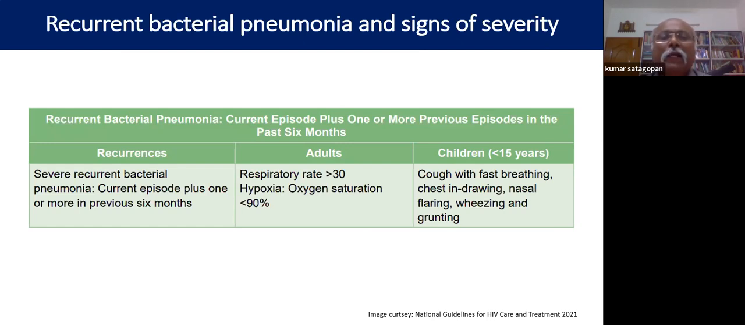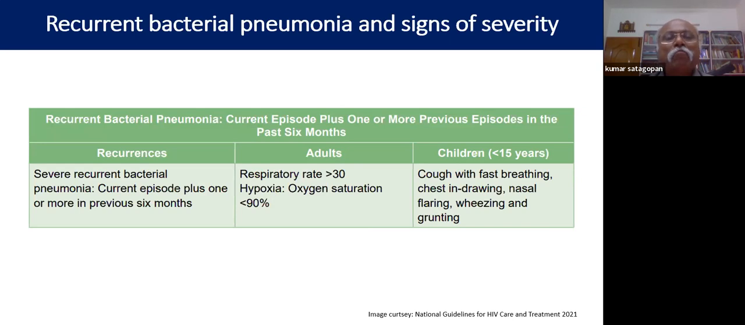Recurrent bacterial pneumonia: the current episode plus one or more previous episodes in the past 6 months. Respiratory rate more than 30, hypoxia, cough with fast breathing. So recurrent pneumonia and signs of severity are things we have to take care of.